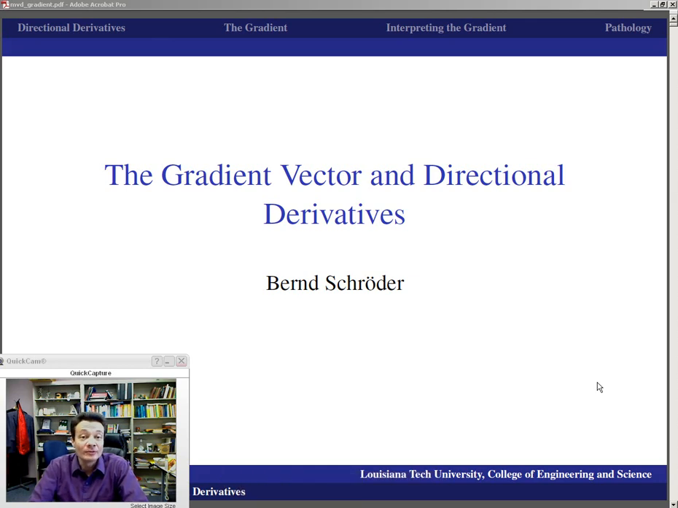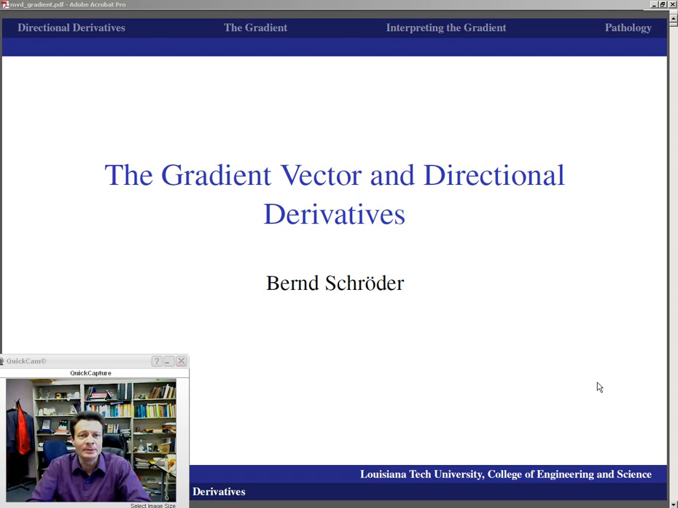Okay, well, our first presentation on partial derivatives was rather conceptual, and basically we talked about how if we have a function of two variables, we can take derivatives in the direction of the x-axis and in the direction of the y-axis. The second presentation we had on the chain rule was very computational, and that is computational muscle that we will use now as we talk about directional derivatives.